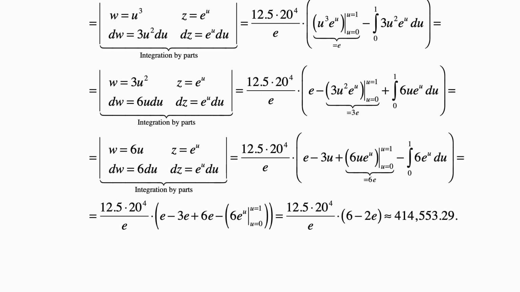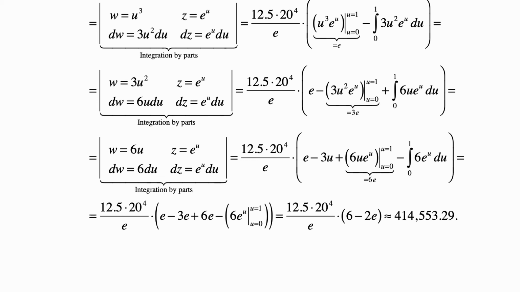Okay, so one integration by parts: w is u cubed, z is equal to e to the u. And after we do this, we end up with the expression you see there, which ends up being 12.5 times 20 to the 4th over e times e minus the integral from 0 to 1 of 3u squared e to the u du. We do integration by parts by taking w equal to 3u squared, z equal to e to the u. This leaves us with 12.5 times 20 to the 4th over e times e minus 3e plus the integral from 0 to 1 of 6u e to the u du.